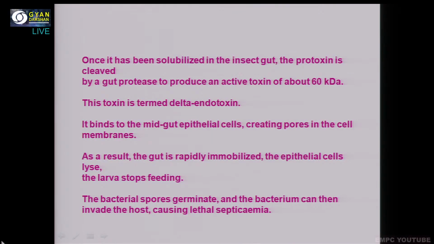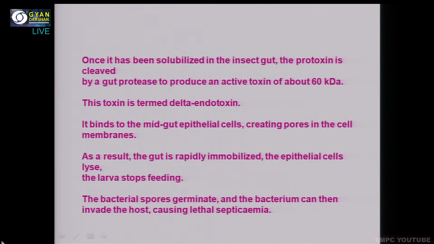So what happens after it is solubilized in the insect gut? It is cleaved. There is a proteolytic activity, and then the active toxin, which is about 60 kilodalton and which we call the delta endotoxin, is released, and then it will bind to the midgut epithelial cells. It will bind to certain receptors present in the intestinal epithelial cells, like the cadherin receptor, the alkaline phosphatase receptor, the aminopeptidase N receptors, and then only it will actually exert its action.